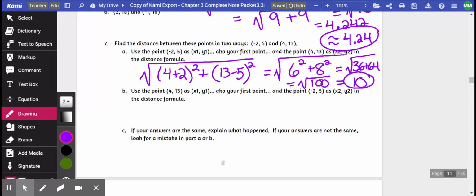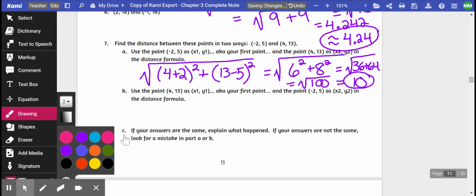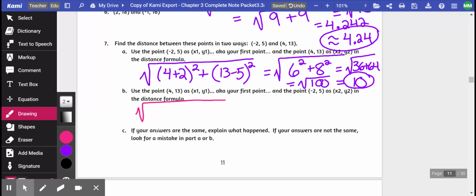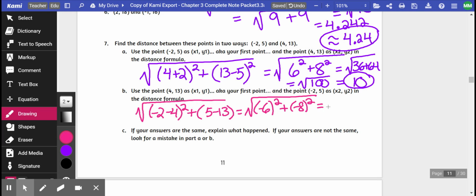All right, let's see what happens when we switch the order. I'm now going to have negative 2 minus 4 and 5 minus 13. So I have negative 6 squared and negative 8 squared. But when I square those, the negatives cancel, and so I am still left with the square root of 100, which is 10.